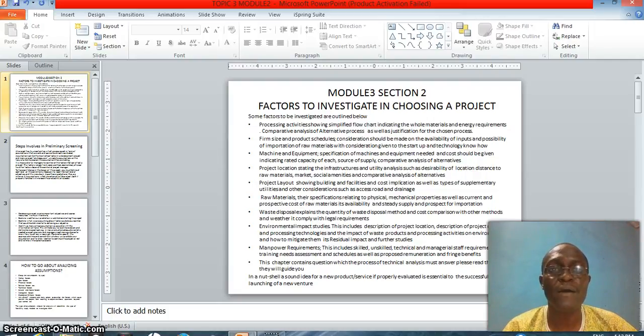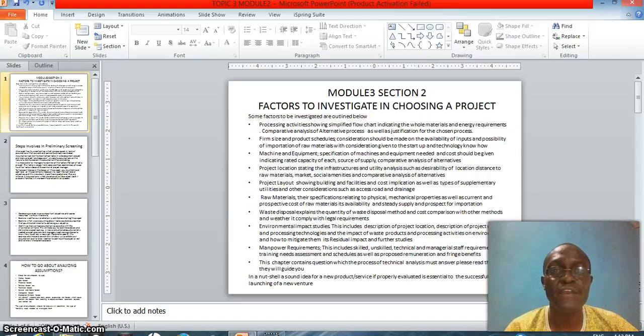Secondly, farm size and product schedule. Consideration should be made on the availability of inputs and the possibility of importation of raw materials, which consideration is given to the startup and technology know-how. Machines and equipment: specifications of machines and equipment needed and cost should be given, indicating the rated capacity of each, source of supply, and comparative analysis of alternatives.